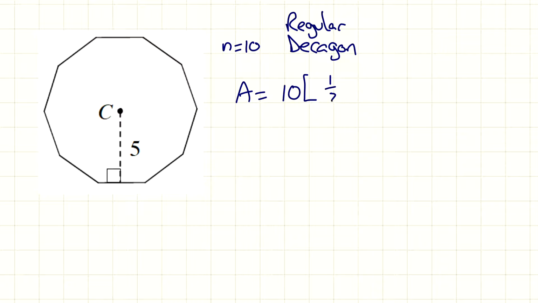So the triangle formula doesn't change. 1/2 base times height. That doesn't change. The only thing that's changed here is this number on the outside.